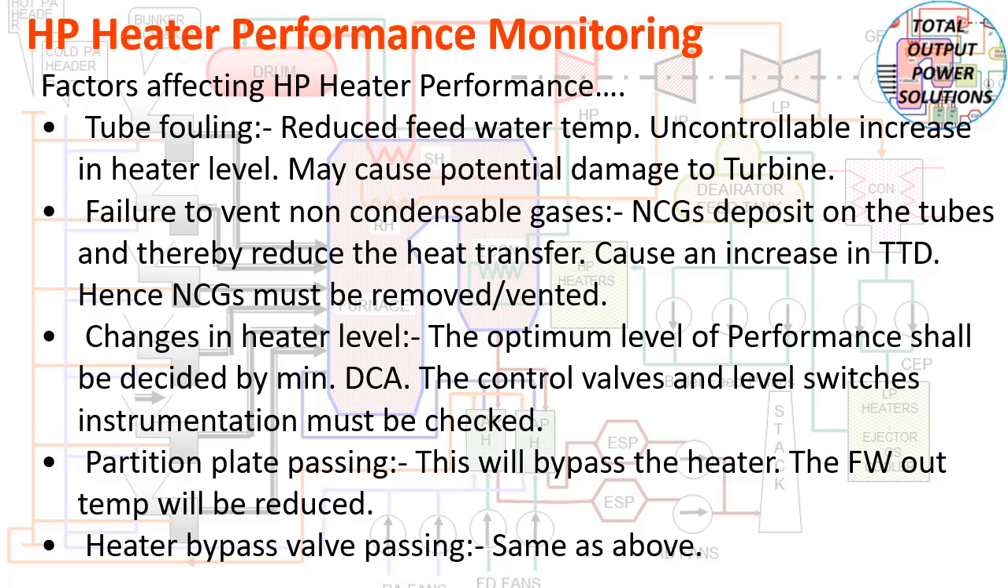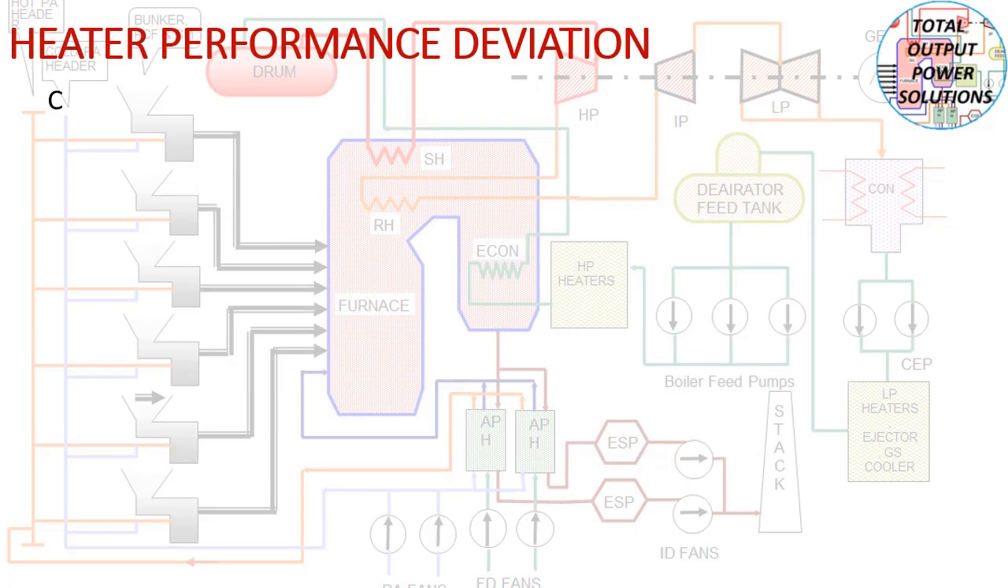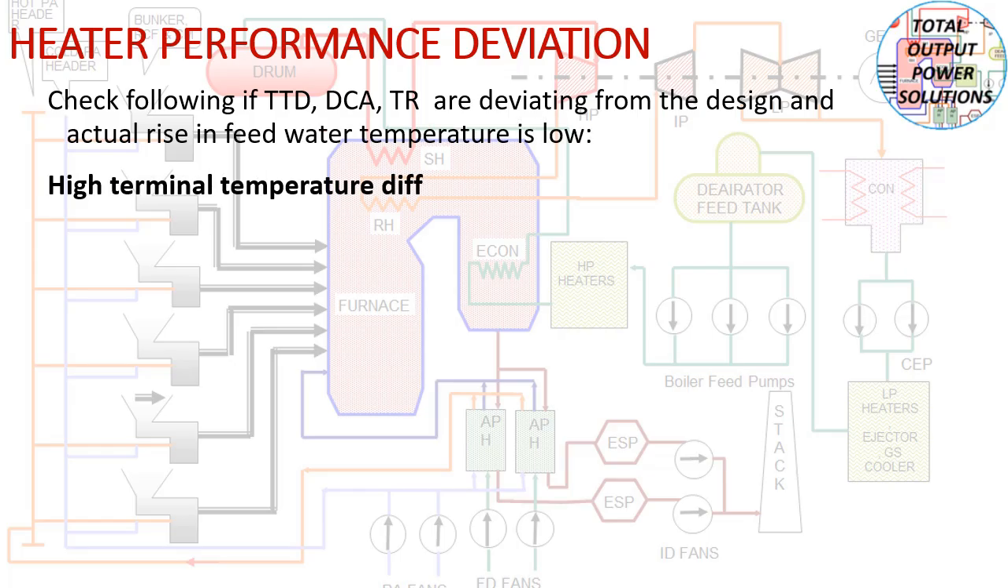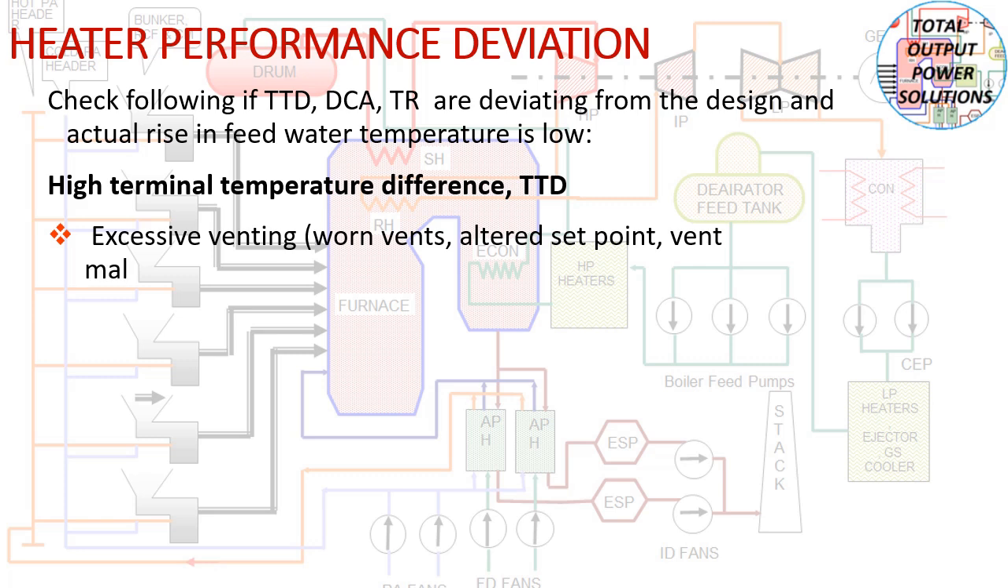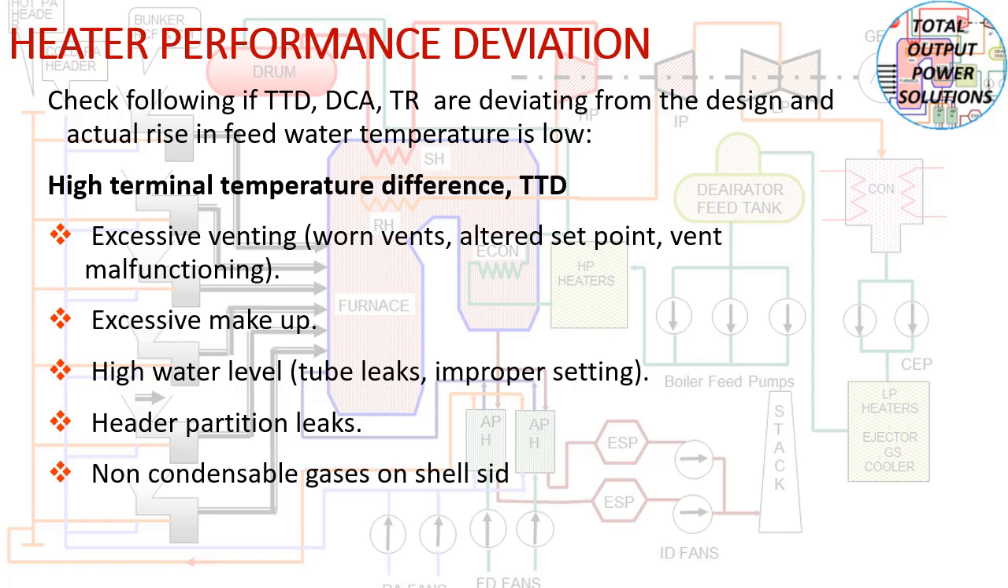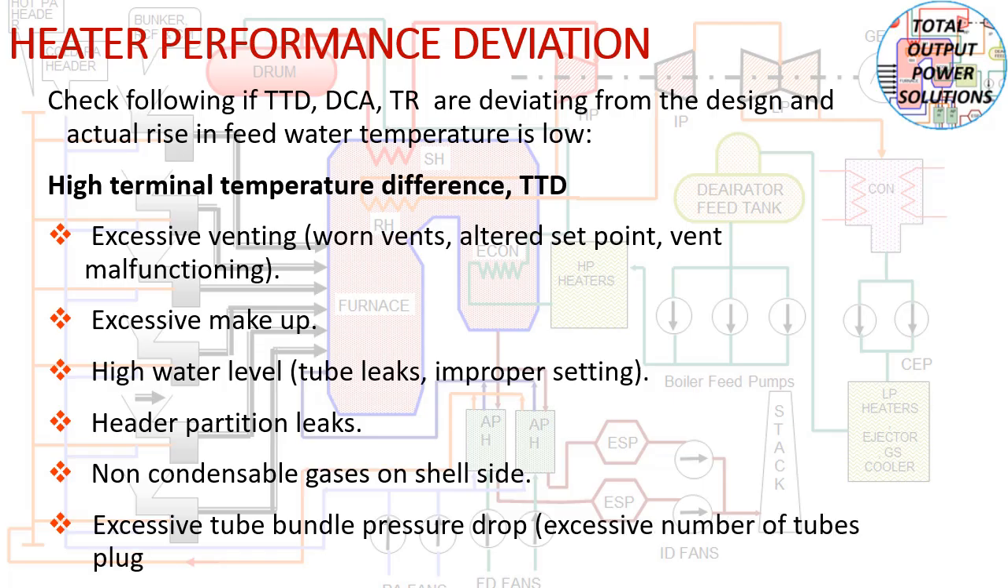The heater performance deviation. Check the following if TTD, DCA, and the temperature rise are deviating from the design and the actual rise in feed water temperature is low. So, high terminal temperature difference, TTD. This may be due to excessive heat venting because of worn vents, altered set point, or vent malfunctioning. Then there may be excessive makeup, because of which there may be high TTD. High water level, tube leaks, or improper setting of the level may also cause it.